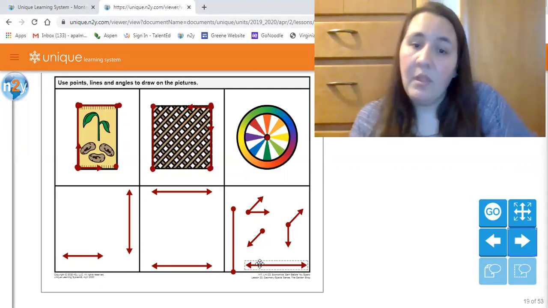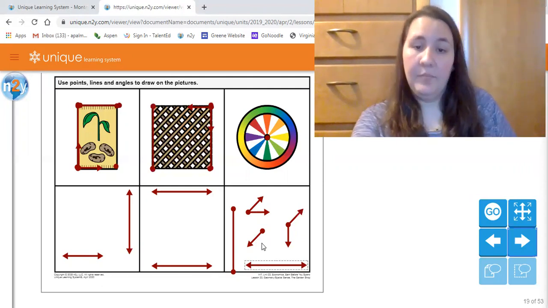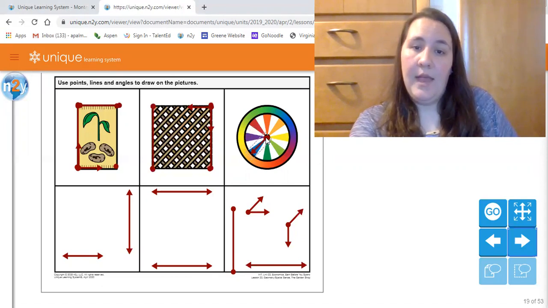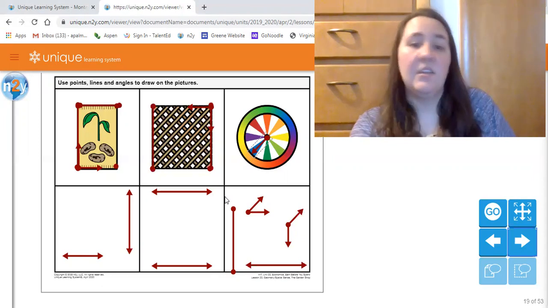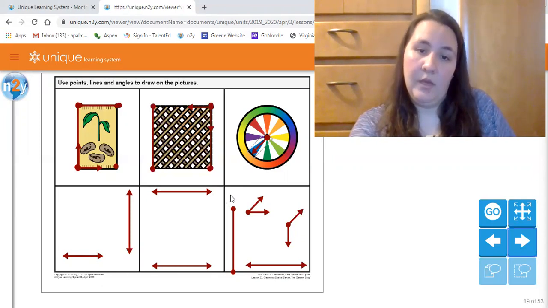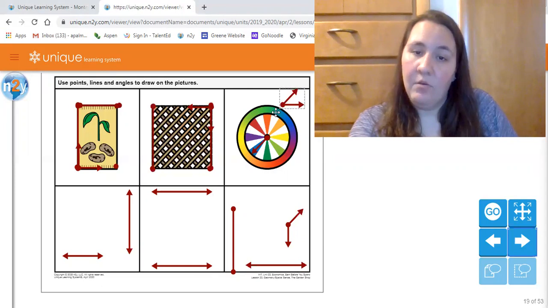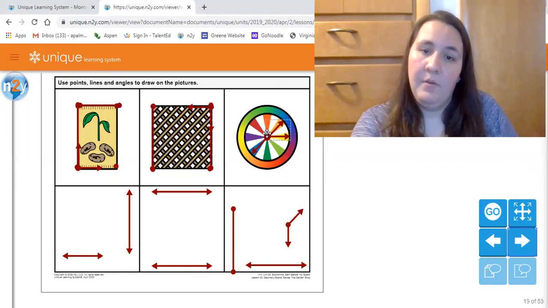Now, I could do a ray. If I took my point and lined it up with my middle point, I could put a ray out in the color blue. So it goes all the way and continues to go on and on and on. Same thing for my angles. If I were to line them up, they would continue to go on and on. Okay.